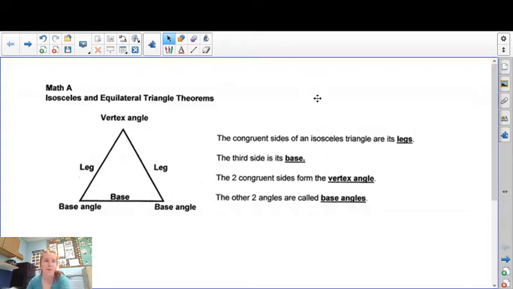All right, guys, today we are going to talk about isosceles and equilateral triangles. So the first thing we're going to talk about is an isosceles triangle. An isosceles triangle has two congruent sides, and we call those the legs. The other side is called the base, which is typically what's sitting on the ground. These two congruent sides form the vertex angle. The other two angles are called the base angles because, again, they sit and create the base.